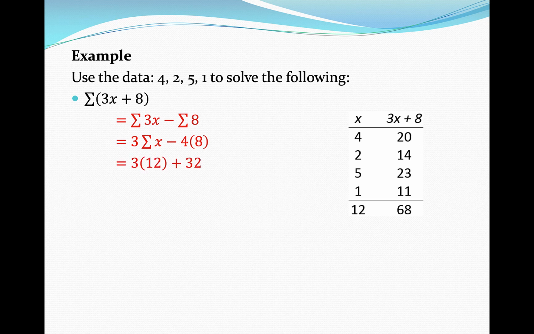We can then rewrite the sum of x as 12. We know the sum of x is 12, so that's 3 times 12. 4 times 8 is 32. 3 times 12 is 36, plus 32. That gives us that same quantity of 68.